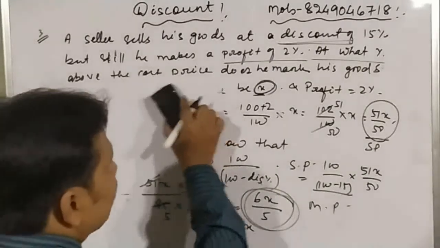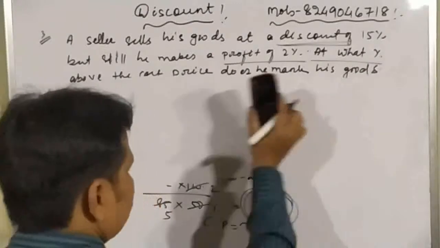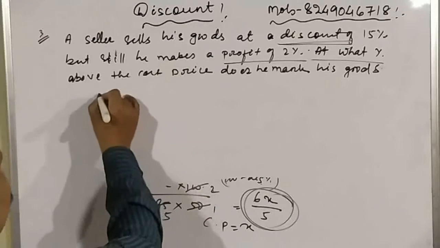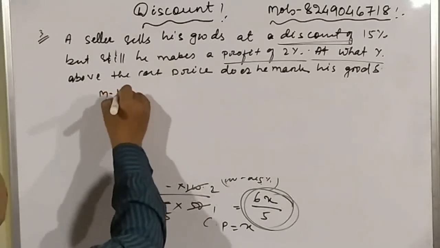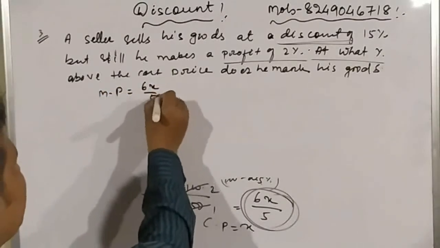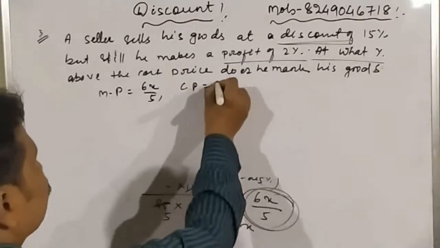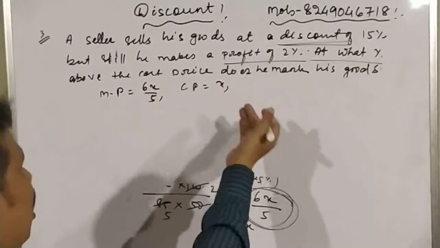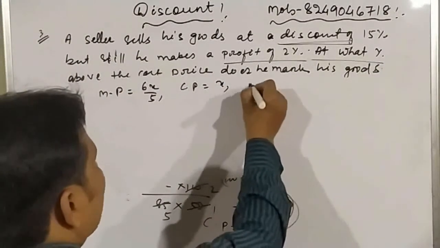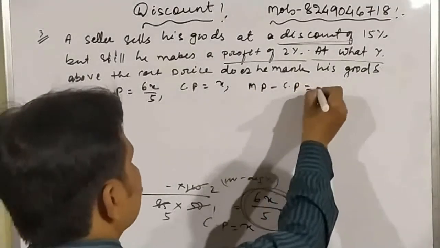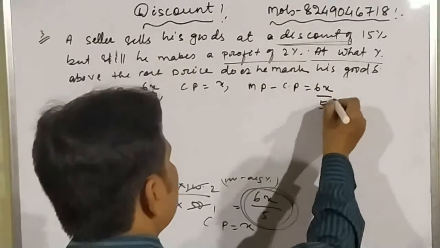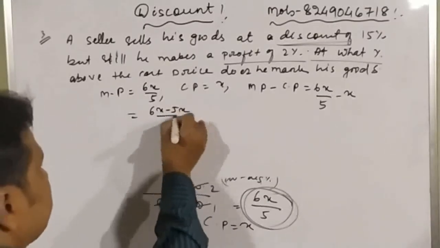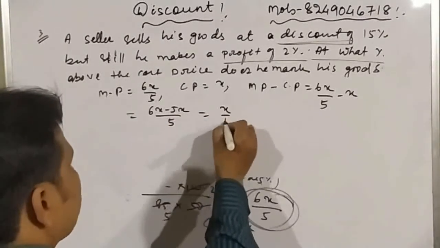So here now we have to find out the amount which is more than the cost price. Mark price is 6x by 5 and cost price is x. So how much is the mark price more than the cost price? Mark price minus cost price equals 6x by 5 minus x, which equals (6x minus 5x) by 5, which equals x by 5.